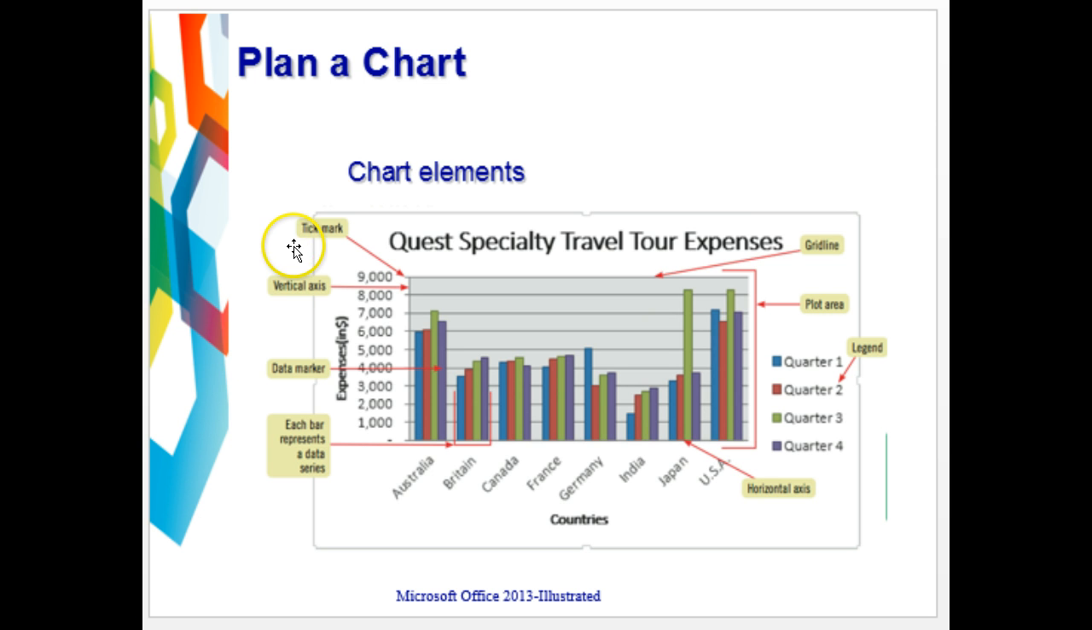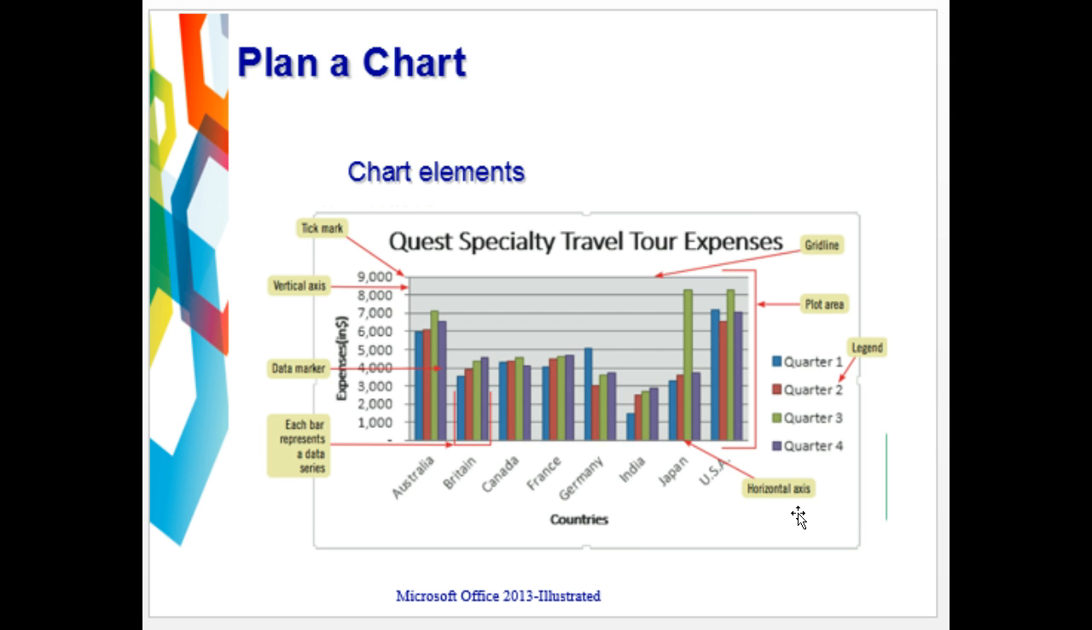This picture shows some of the different chart elements. I'm going to start on the top of the left side. You have your tick marks, which are the scale of measure on the y-axis, which is your vertical, up and down scale. The vertical axis is also known as the y-axis. The data markers are the visual representation of your selected data, and at the bottom you have the horizontal axis, which is also known as the x-axis.